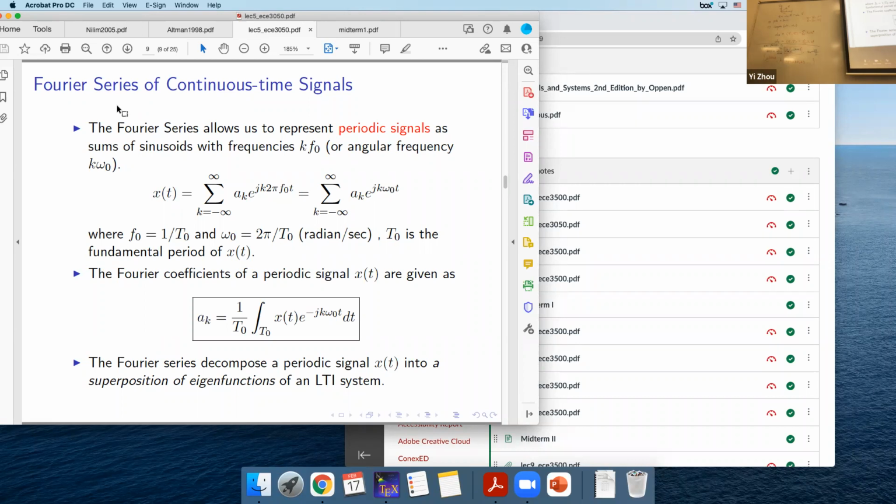So now we have answered the first question. We have a basis for representing periodic signals. Now the basis is this complex exponential basis. This is our basis.